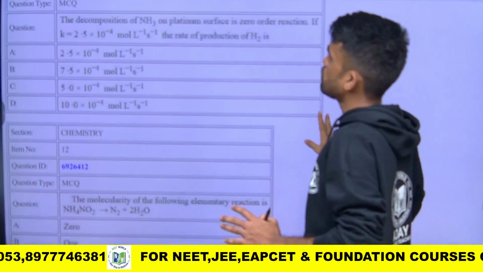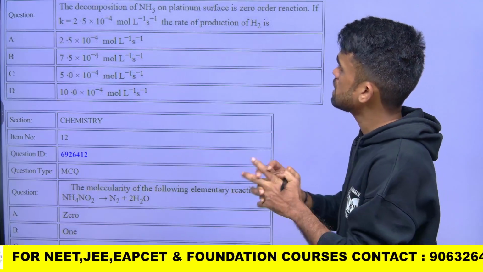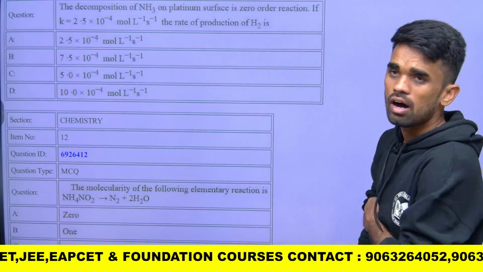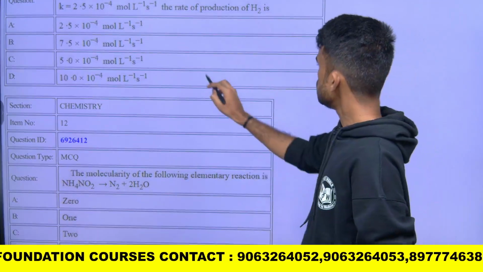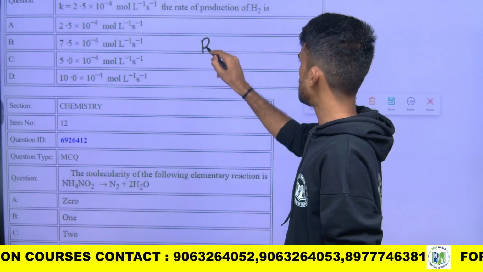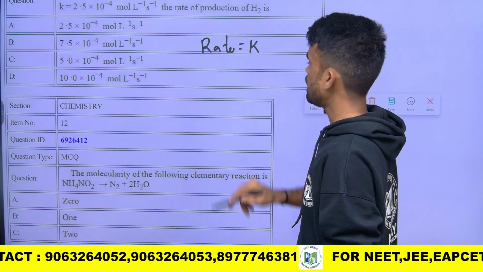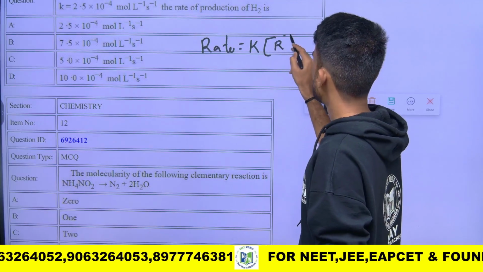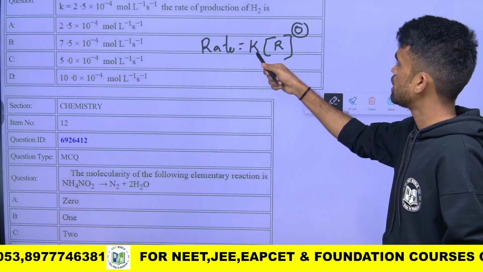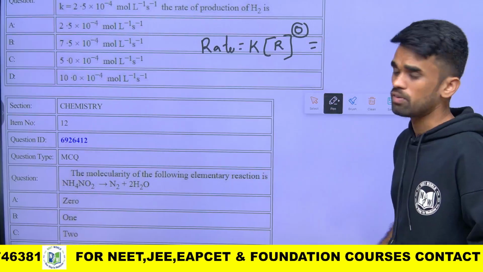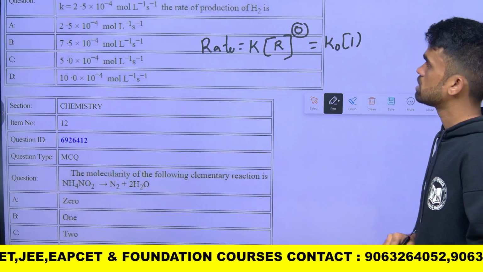Next, decomposition of ammonia on platinum surface is a zero order reaction if K is given like this. What is the rate of production of H2? So how can I write the rate equation? We can write K into concentration of reactant to the power of the order. Since order is 0, I am writing K into reactant concentration to the power 0. Something power 0 will be 1, so I am writing K naught into 1. This is what I have mentioned here.